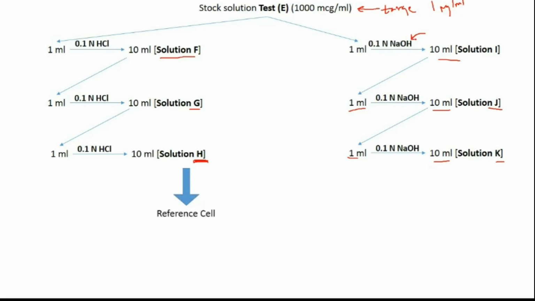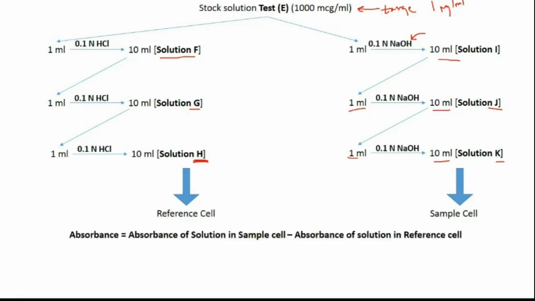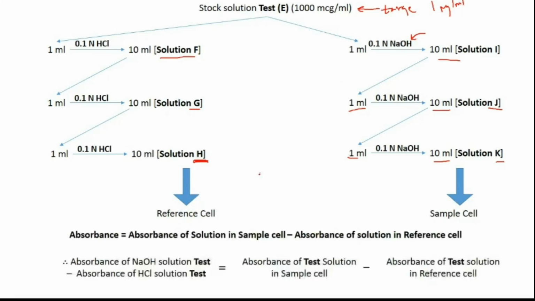So, as we had done for the standard, we will keep solution H in reference. We will keep solution K in sample. So, we will take the difference to get delta A of test. Have you understood this part of the experiment? Excellent. 50 milligram we had taken and we had diluted that to 50 ml and then put this in square bracket.